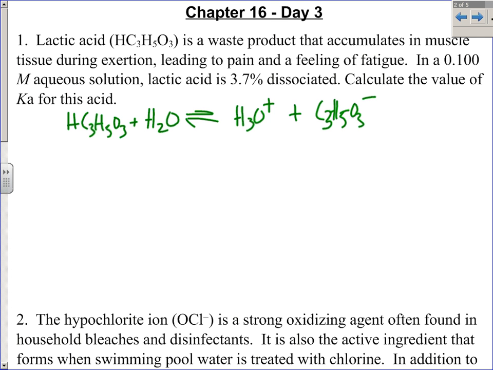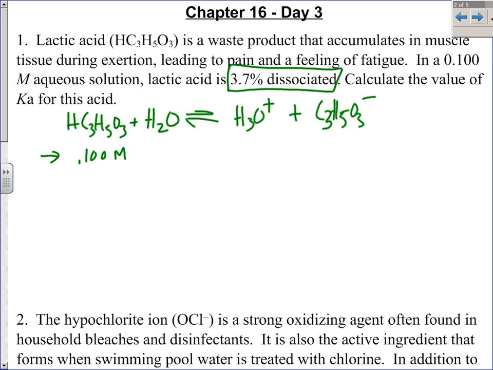Now, the next thing we typically do in one of these problems is we'd set up an ICE box. And I'm going to go ahead and do that for this one, although in many situations, once we get a handle on it, we don't really need to set up the ICE box. For this one, I want to take a look at what I'm given and plug it in where it's appropriate. So it says in a 0.100 molar aqueous solution, so I know this is 0.100 molar, and it says it's 3.7% dissociated. So that means this number right here is going to go down by 3.7%.